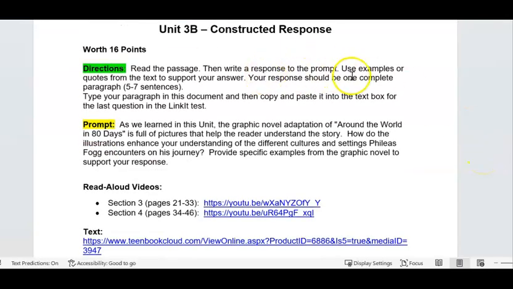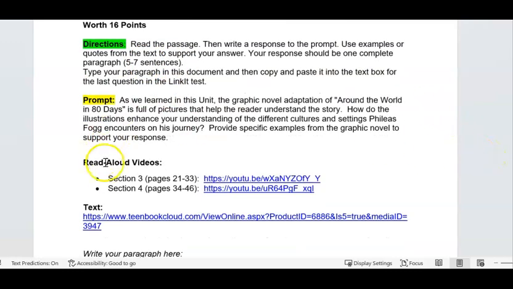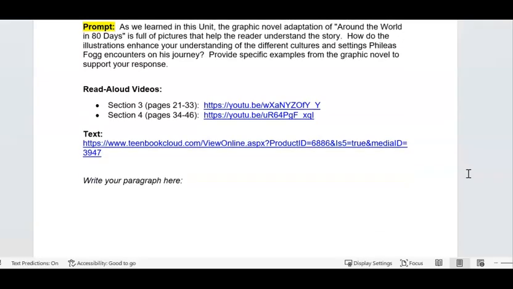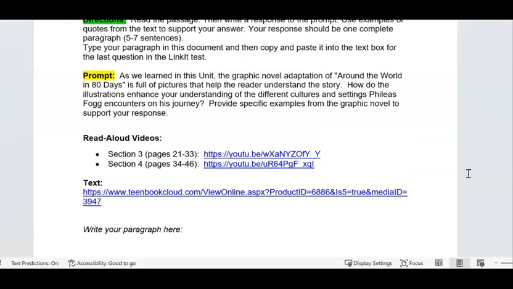Okay, your response should be one complete paragraph, 5 to 7 sentences, and you're going to use the section 3 and section 4 read aloud videos and the text to give those specific examples.